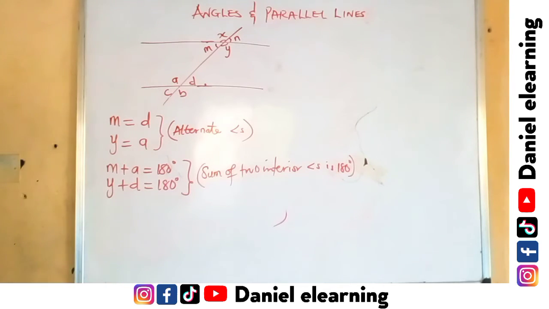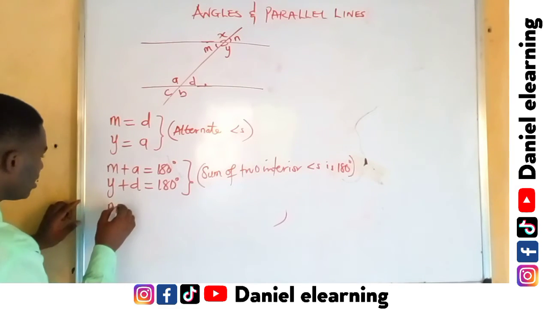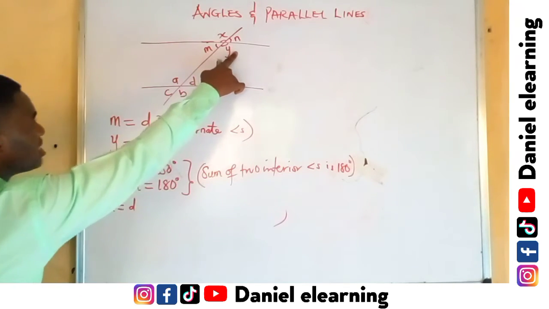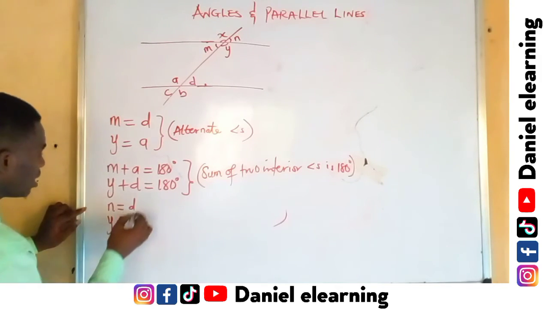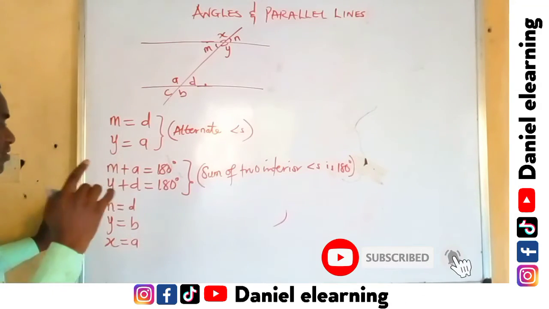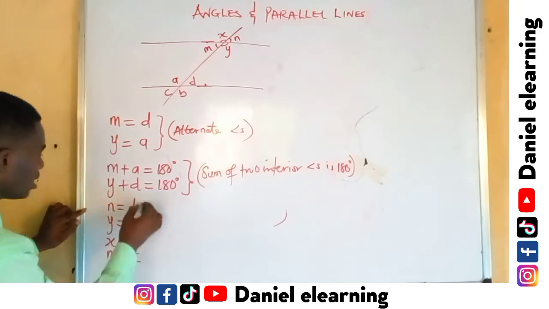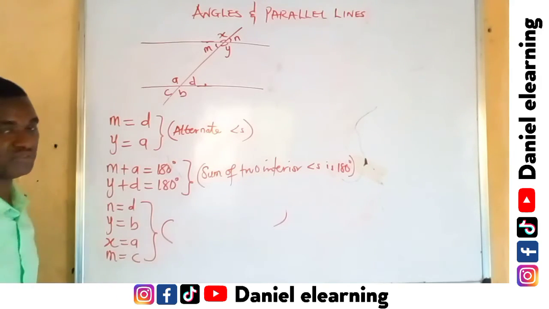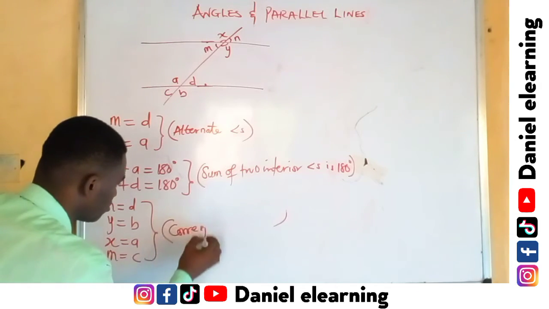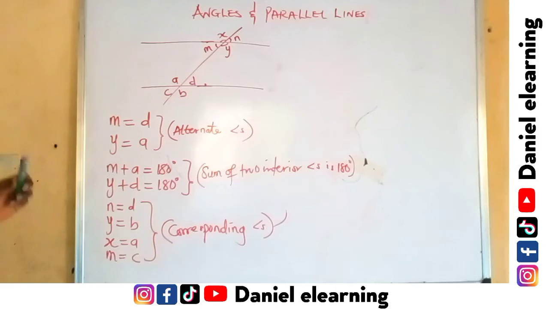Another type of angle we could form from here is N is equal to D. That means I have N is equal to D, and another type is Y is equal to B. Another type is X is equal to A. And another type is N is equal to C. My reason is that they are corresponding angles. They are called corresponding angles.